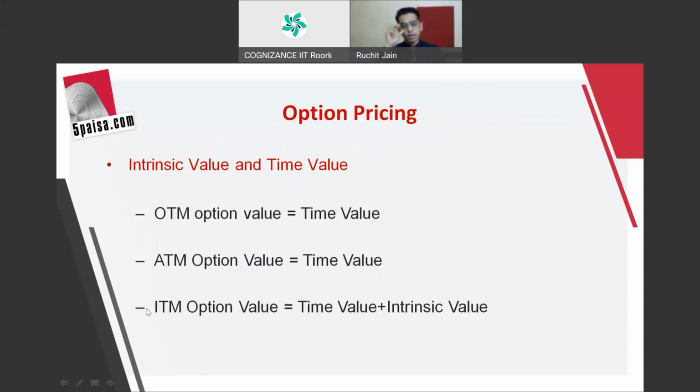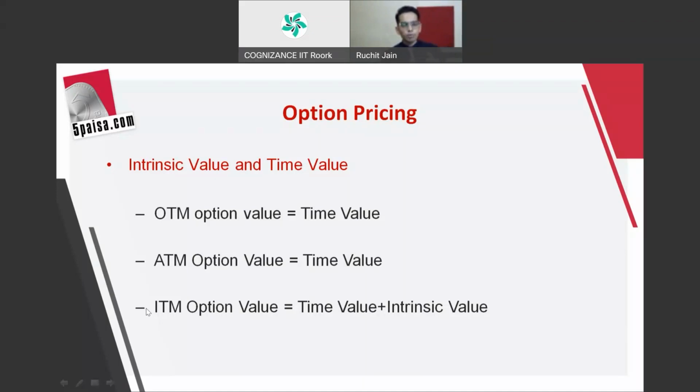Suppose every last Thursday is the expiry. So suppose there are 20 days left for expiry. Then there will be 20 days of time value in that. Suppose there are 10 days left for expiry. Then 10 days of time value would be there in the option premium. So it is intrinsic value plus time value, these two things. I hope you have got time value.